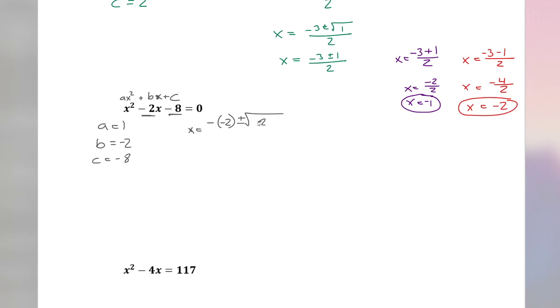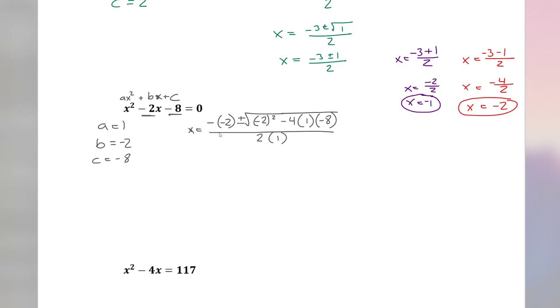of b squared minus 4ac, all over 2a. So then we're going to simplify.